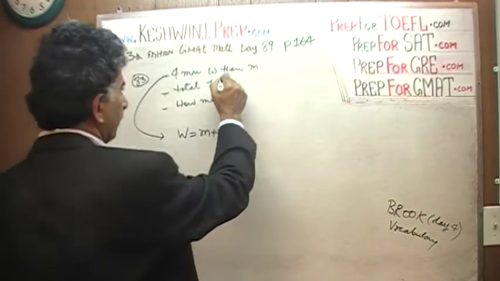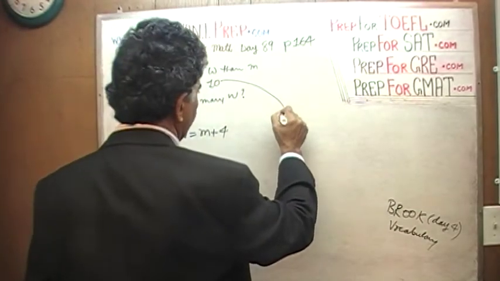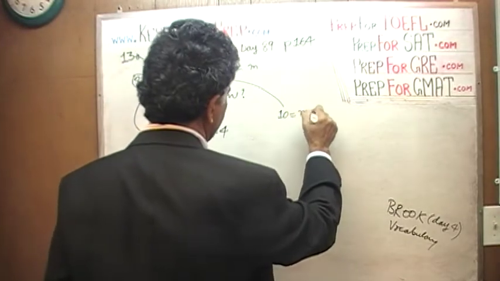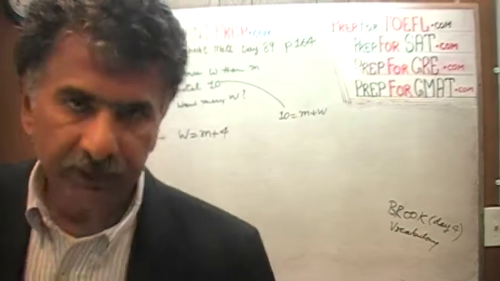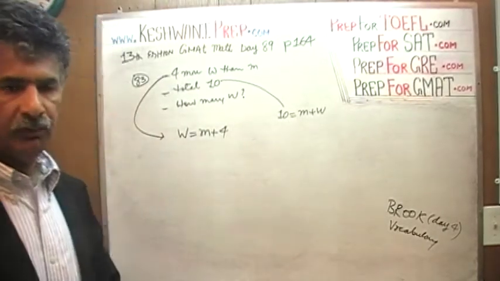The second equation is going to come from here. The total is 10, which we are told is the sum of men and women. So it's very simple, very straightforward, 2 very simple linear equations. We just have to solve for W.